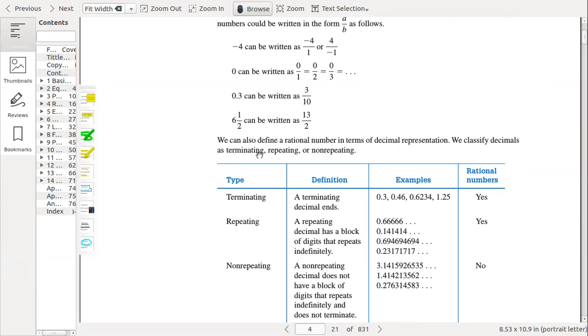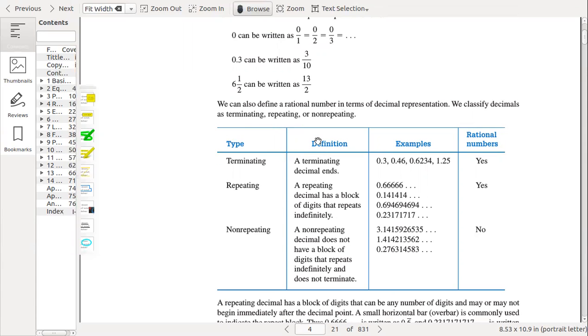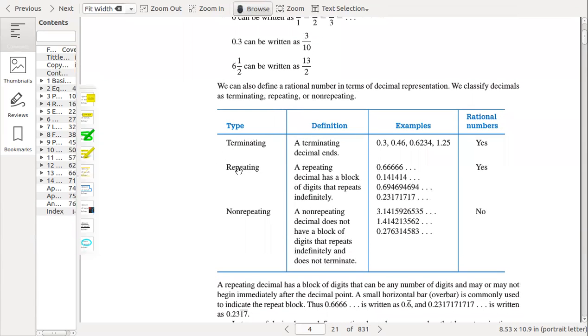We can also define a rational number in terms of decimal representation. We classify decimals as terminating or repeating, or non-repeating. So what is a terminating decimal? A terminating decimal ends, for example 0.3, 0.46, 0.6234, 1.25, because after the decimal point there are countable digits. We can count them: 1, 2, 3, 4.